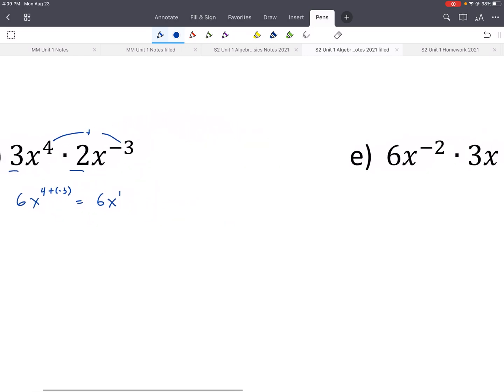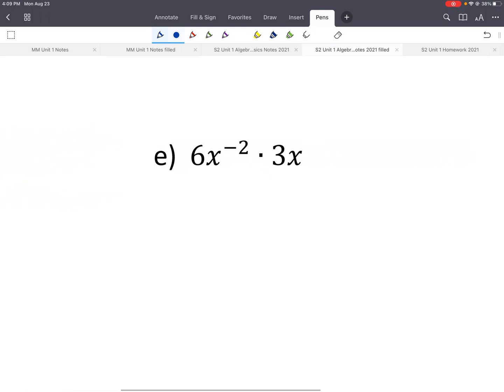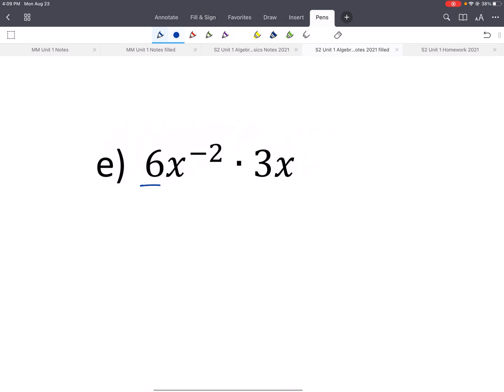So again, we're still multiplying like bases, so we can add something that's negative. Here's another one. 6 times 3 is 18. And then we'll do x to the negative 2 plus 1. Again, this is an exponent of 1. So it looks like that would give us 18x to the negative 1.